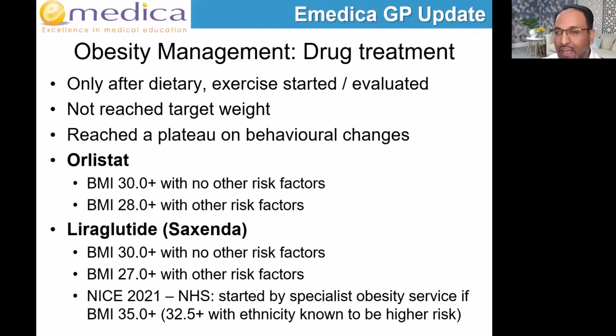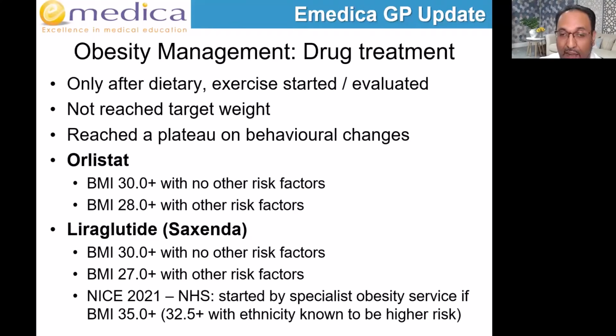So first of all, we wouldn't consider any drug treatment options until someone's started making changes to their diet, started doing some exercise, and we've evaluated that they are keeping to that. Now, if they've done that and they've not reached their target weight or they've reached a plateau and they're still at risk, that's when we could start thinking about drug treatment. So in primary care, up until the new launch, really the only option we had was orlistat. And so that's a body mass index of 30 plus, even if they've got no other risk factors, or if they've got other risk factors, like hypertension or diabetes, then the threshold is lower, 28.